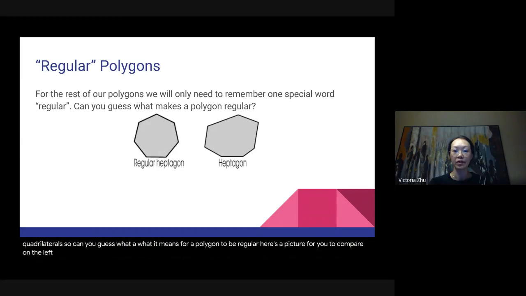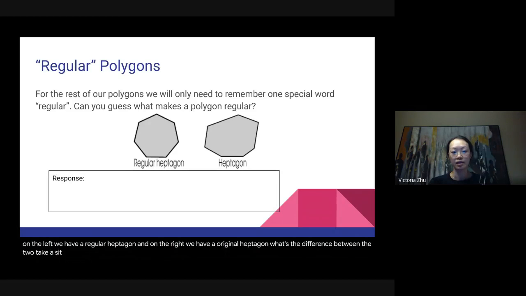On the left, we have a regular heptagon, and on the right, we have an irregular heptagon. What's the difference between the two? Take a second and make a guess and write in your response.